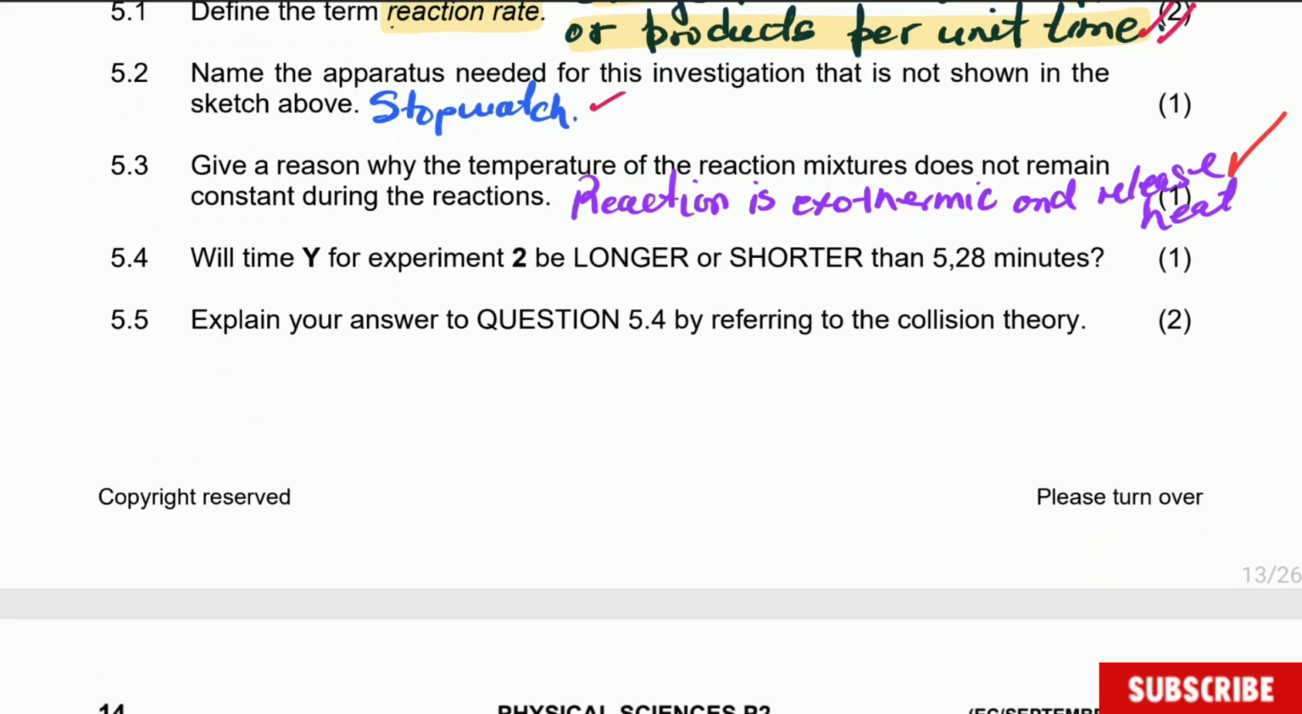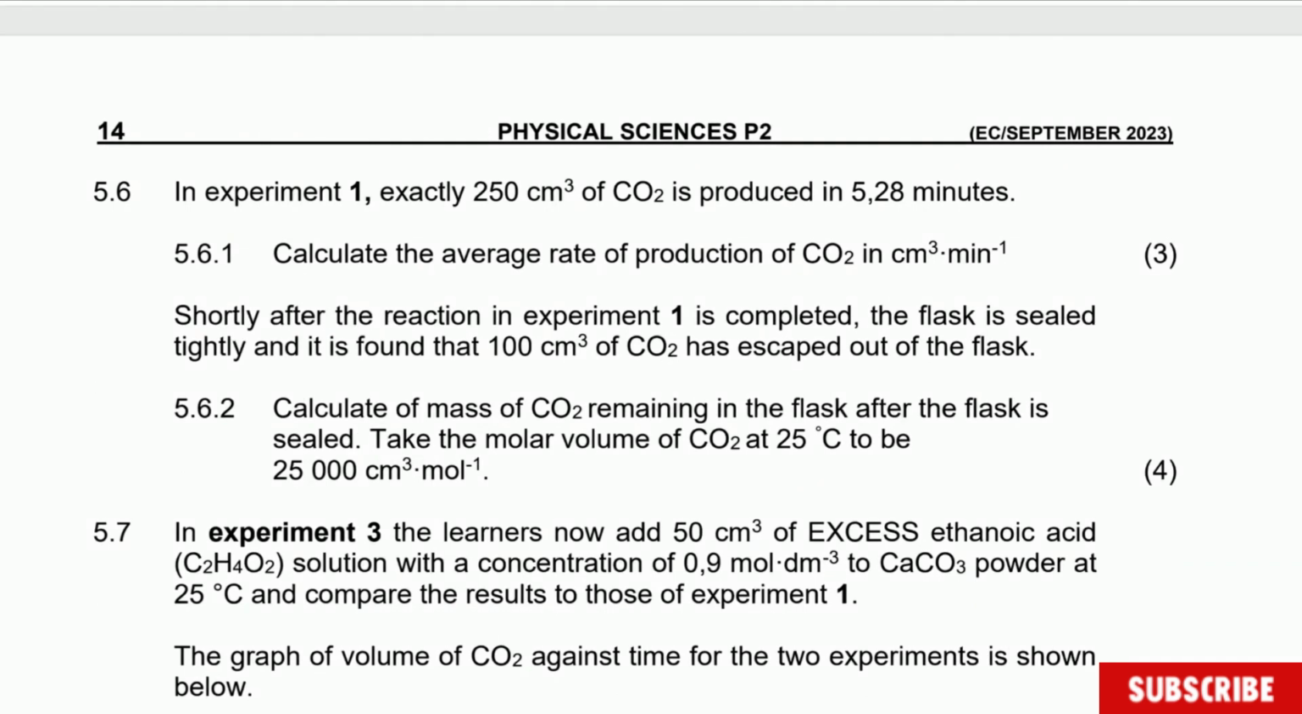And that was quite simple. Let's go to question 5.6. In experiment 1, exactly 250 cubic centimeters of carbon dioxide is produced in 5,28 minutes. Calculate the average rate of production of carbon dioxide in cubic centimeters per minute. So when you do this one, you always come here to look at the unit. So what do they want? They want the rate of the reaction in terms of volume. You want to calculate how fast this volume is being produced. So the rate here is going to be equal to the change of volume produced divided by the change in time. Alright, this is final volume minus initial volume divided by final time minus initial time.